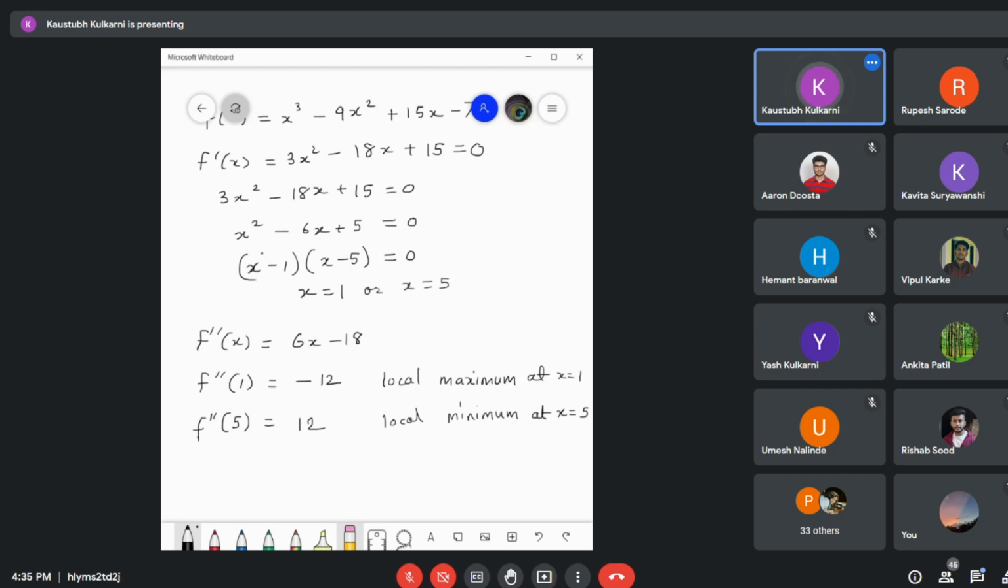Now I'll stop for a minute. Any questions, any doubts? I'll also see the chat. X equal to 5 and 1. Yes, Hemant. Any questions, any doubts up to this point?